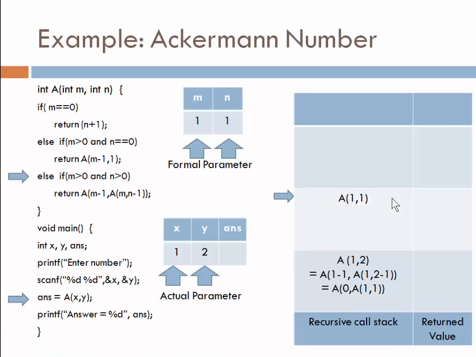Now it will evaluate a of 1 1. Here you can see m and n both are greater than 0 because 1 is greater than 0. Now it will evaluate a of 1 1. Third case will be executed. Here you can see m and n both are greater than 0 because 1 is greater than 0. Another recursive call will be executed. Now it will evaluate a of 1 1 onto the recursive call.